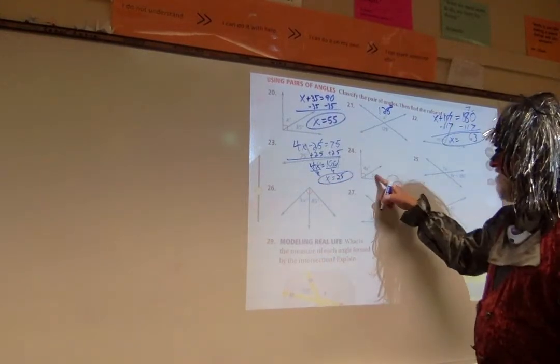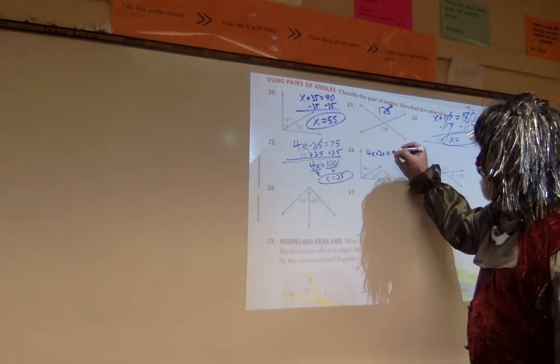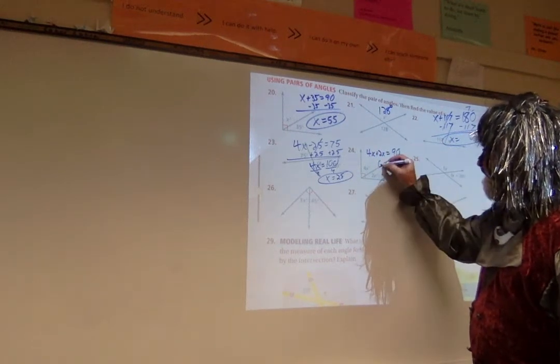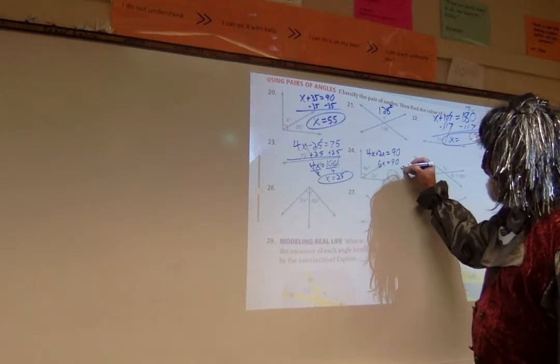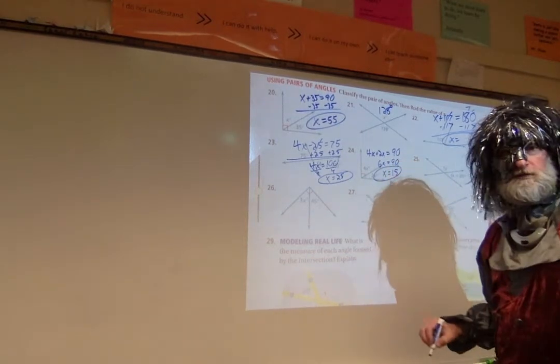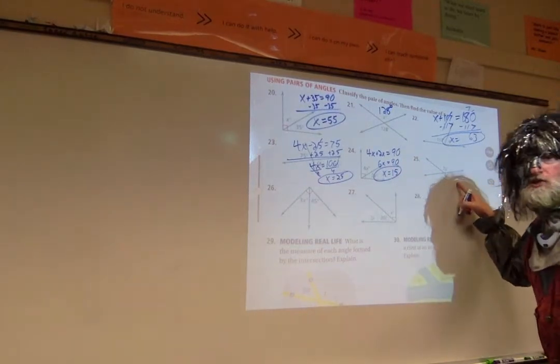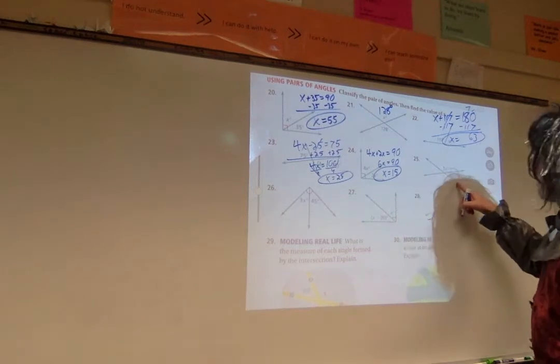Number 24, we have complementary angles. 4x plus 2x have to equal 90 degrees. That means 6x equals 90. That means x has to be equal to 15.